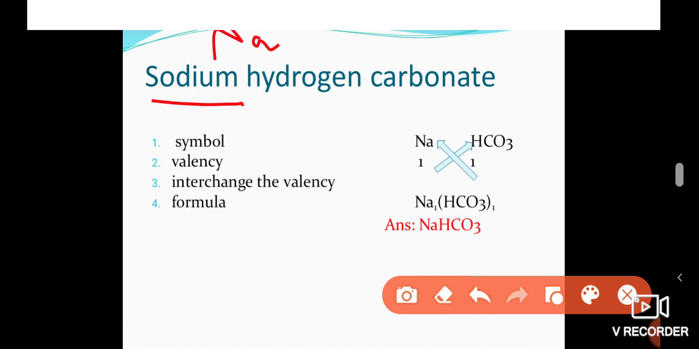Now the valency. Na plus. What is the valency of sodium? 1. HCO3 minus. What is the valency of HCO3? Here also 1. And the third step, interchange the valency. Finally we get Na1 HCO3 1. So only one polyatomic ion is there, HCO3 is only 1, so we need not put it inside the bracket. So finally we get the answer NaHCO3. Okay.